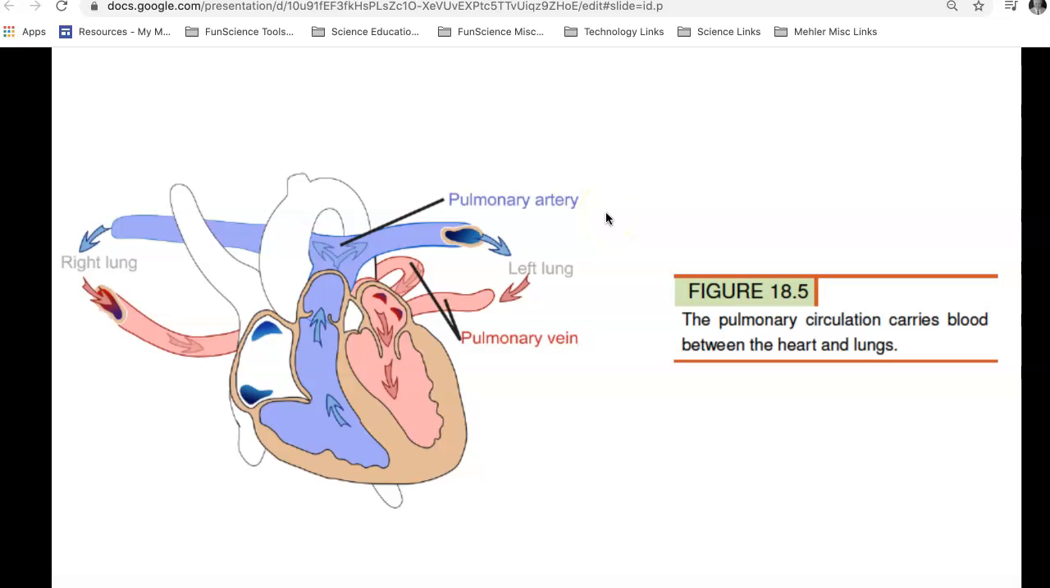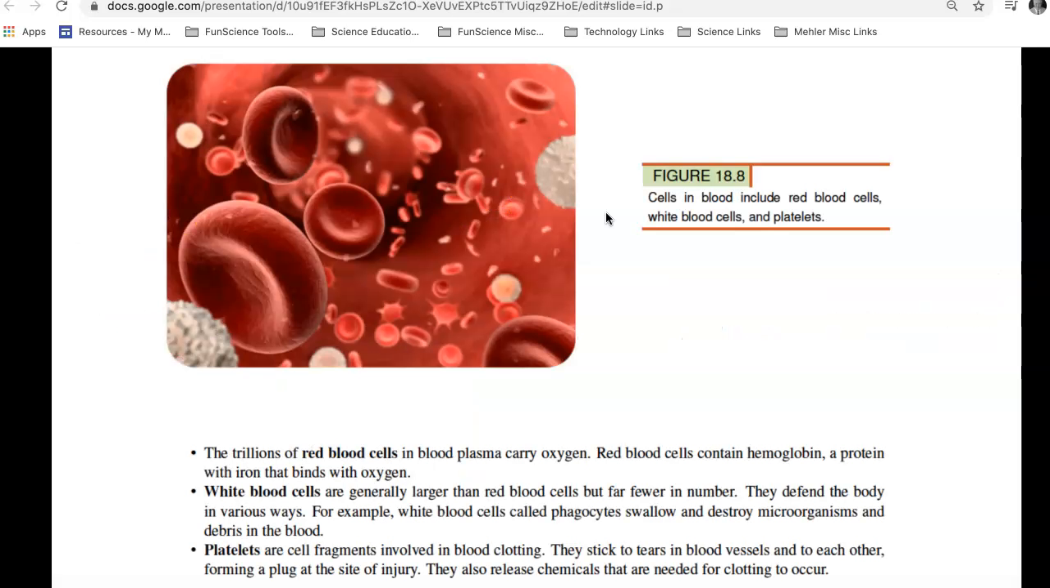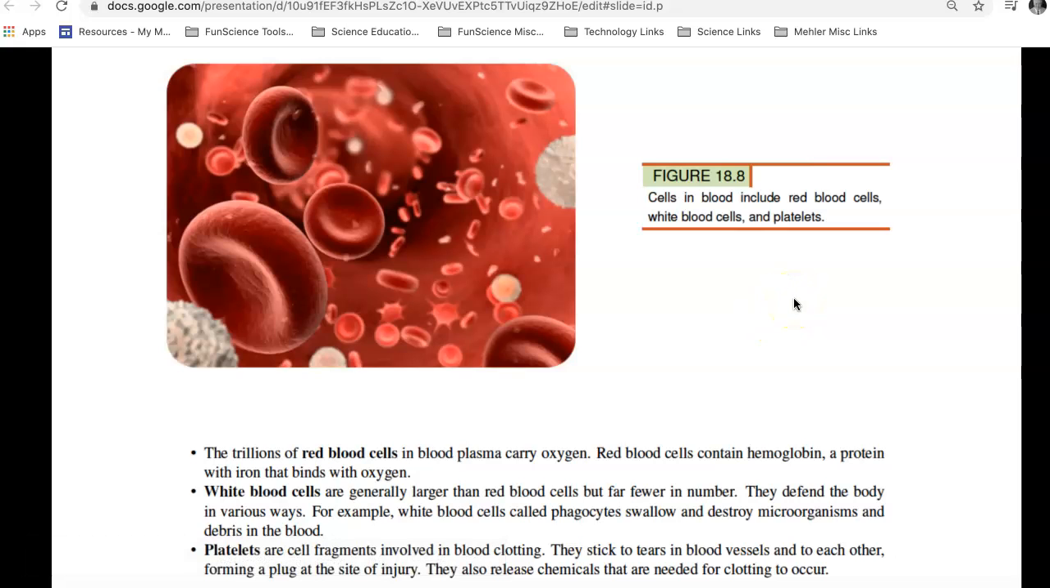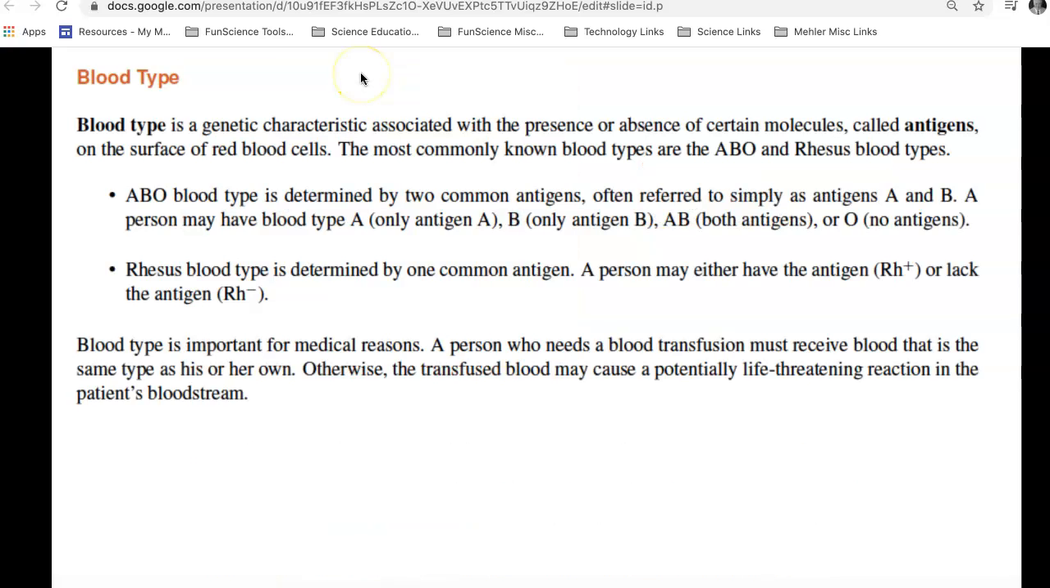This is the pulmonary part of the circulatory system, and this is what's moving blood between the left and right lung. Very important, as we said, was getting oxygen to all those cells, and this is an illustration of the cells in your body. These are the red blood cells, and these here are the white blood cells. So make sure you read about the red blood cells, the white blood cells, and also the other parts of the blood, like the platelets that help with clotting. We'll talk briefly about blood type.